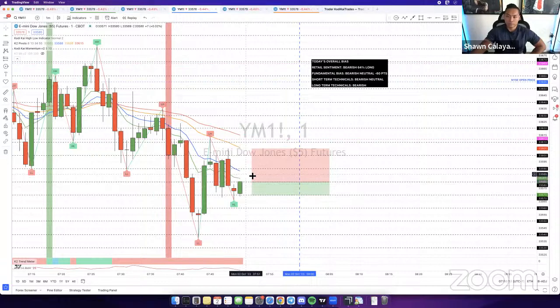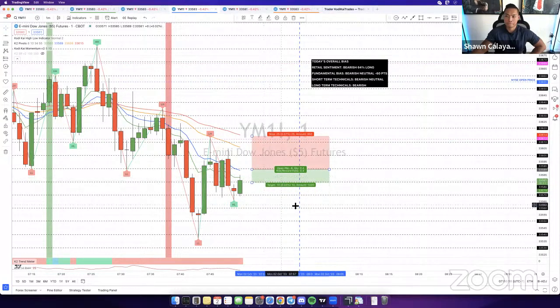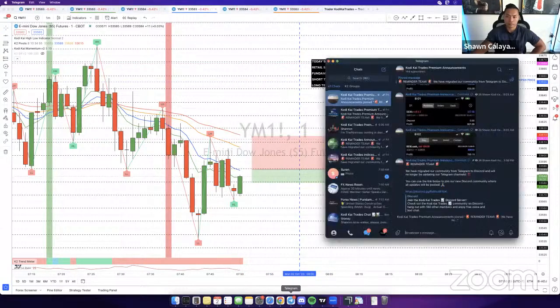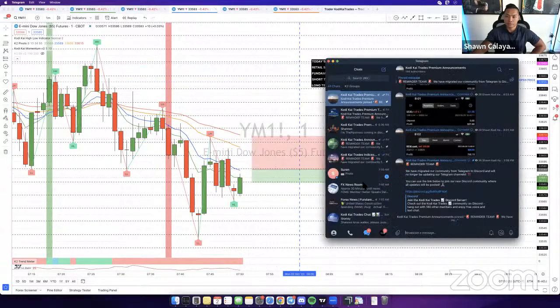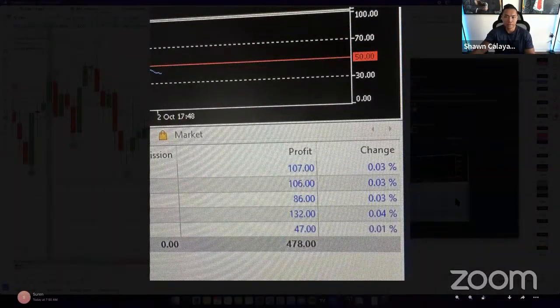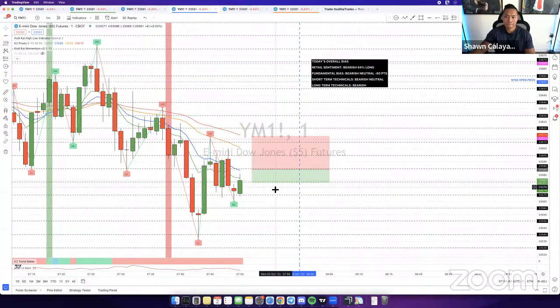We got another candle here that's currently pending. About 40 seconds left on this candle here. Let's see. We got some profits here from Surin. Surin locked in a total profit of 478 for the day. Nice work, Surin. Yeah, solid profits right there. All right, we got 20 seconds on this candle.